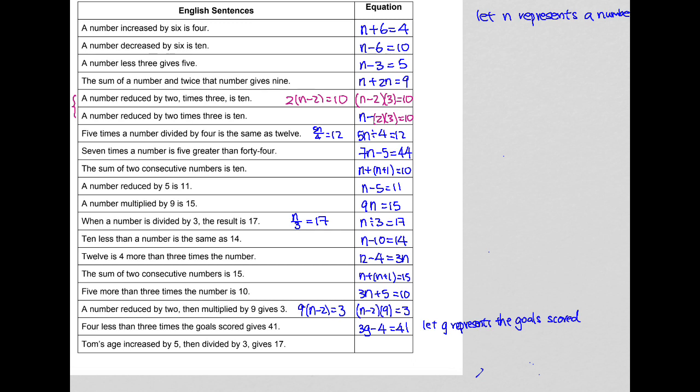Tom's age, so I'm going to say let A represent Tom's age. As you can see, we can always use the letters of the alphabet to represent the noun. So Tom's age is A, increase by 5, so A plus 5. And then comma, that means bracket now, divided by 3 equals 17. Once again, we can write it as a fraction, so A plus 5 over 3 equals 17.